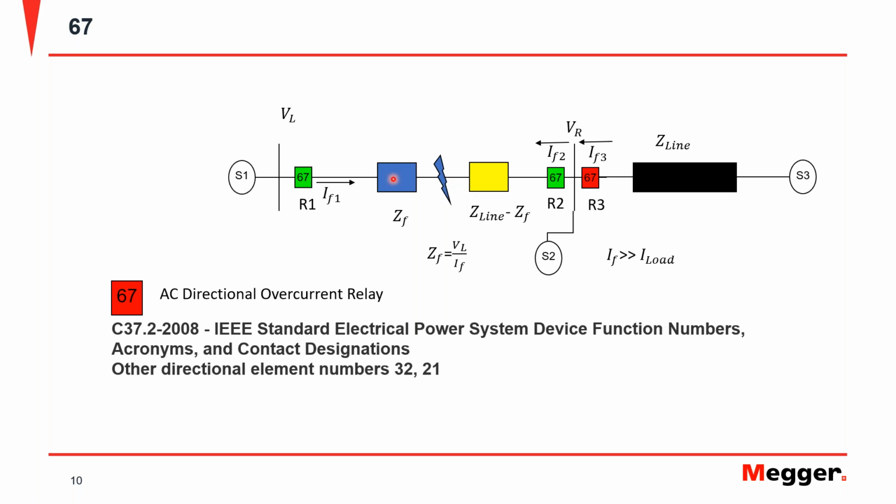And element 21, which is the distance element. Well, distance elements are inherently directional depending on the implementation. They could even be implemented using a 67 element as a supervisory element, or they could be implemented without the use, let's say, specifically of a 21 element, but with inherent values that have to do with the distance protection. And reversely, you can use distance protection elements to provide directional supervision or directional decisions in the system as well.